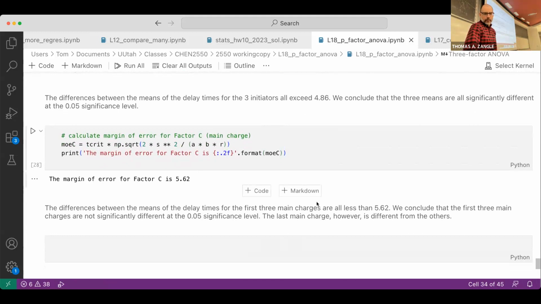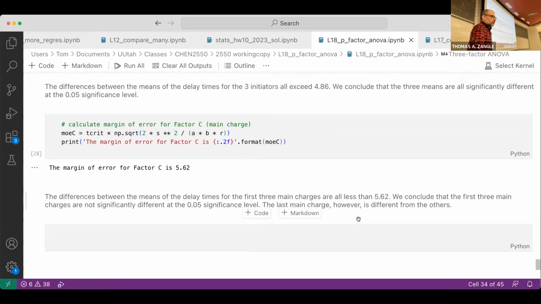So we conclude the first 3 main charges are not significantly different, but the last main charge is different from the others. Okay. All right. Any questions on this?